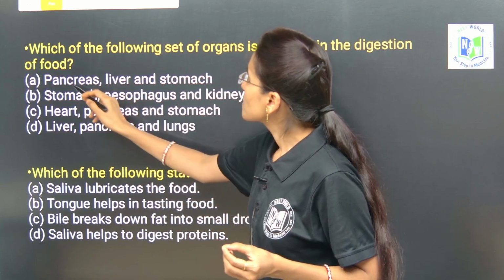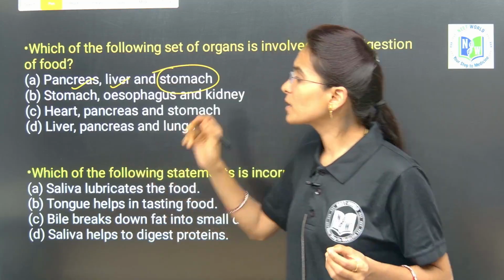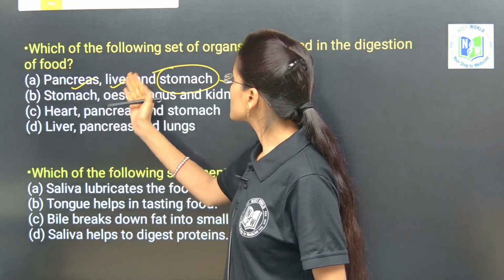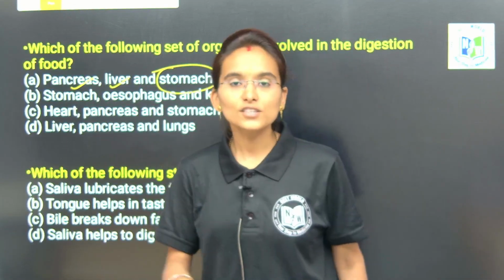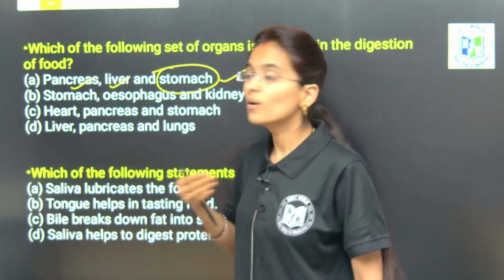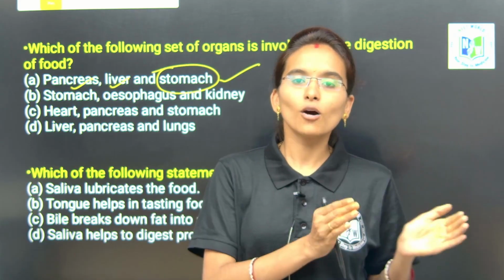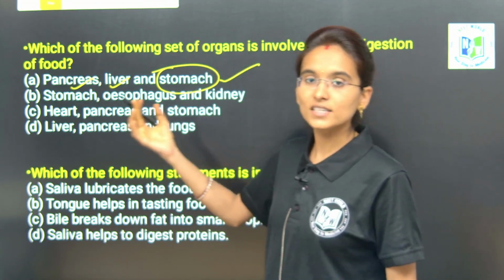Yes, pancreas, liver and stomach. So this particular option is right, my dear students. Pancreas, liver and stomach. All these organs are involved in the digestion process, because they secrete different types of enzymes which are involved in converting the complex substances into the simple substances. Just now whatever we have seen, same.